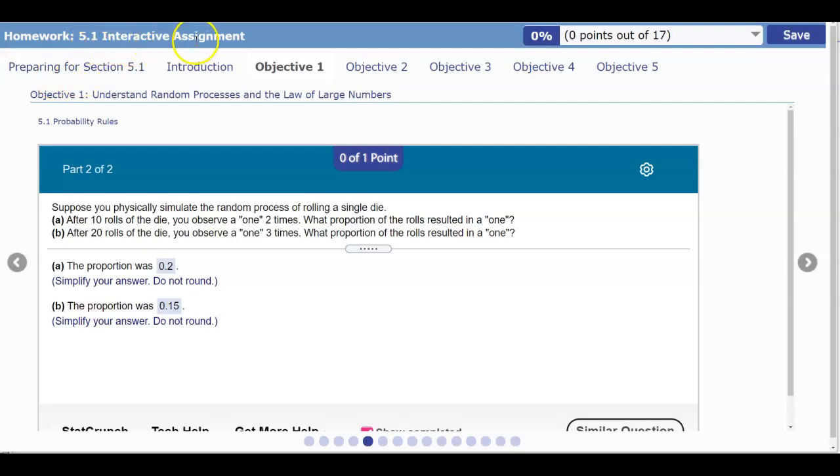Section 5.1 Interactive Assignment Objective 1. Suppose you physically simulate the random process of rolling a single die. In Part A it says, after 10 rolls of the die, you observe a 1 2 times. What proportion of the rolls resulted in a 1? And then after 20 rolls of the die, you observe a 1 3 times. So what proportion of the rolls resulted in a 1?